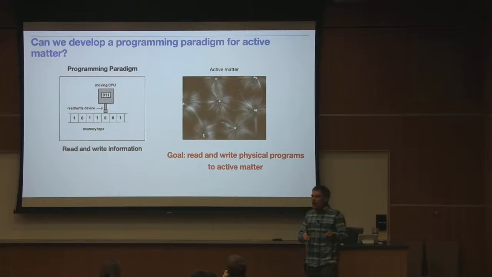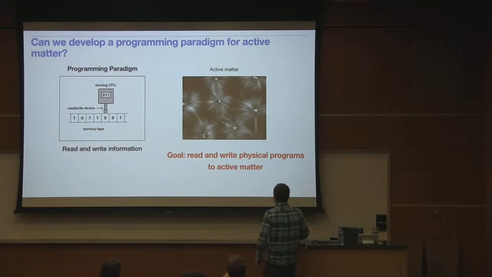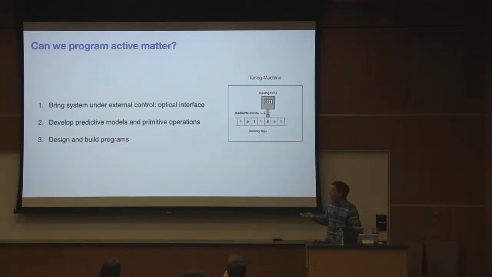And if we are going to program, we need a way to read from the system. Well, we can do that through imaging, but we need a way to write to the system. We need a way to control the spatial and temporal activity of these motor proteins so that we can control what's happening, control self-organization, and ultimately build programs. So what I'm going to show you first is we took this system and brought it under optical control, and that's allowed us to build a set of active programs and start to learn more about how these systems function and operate.